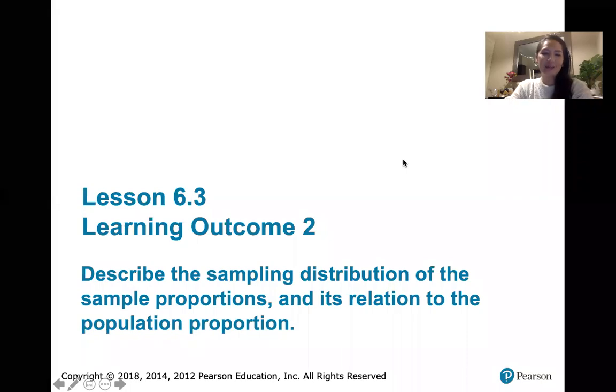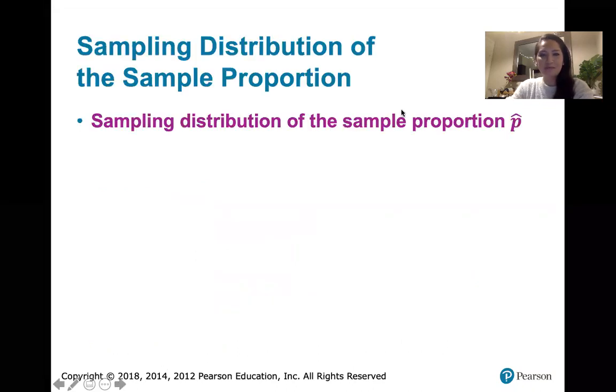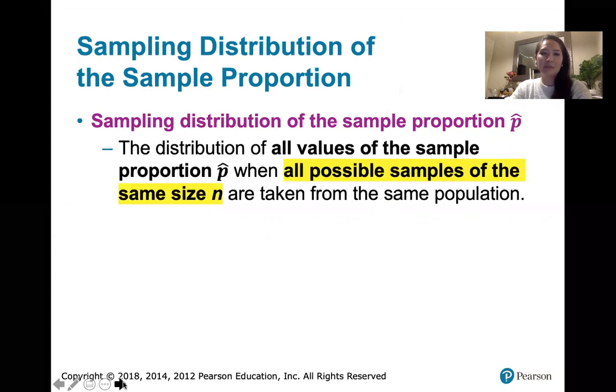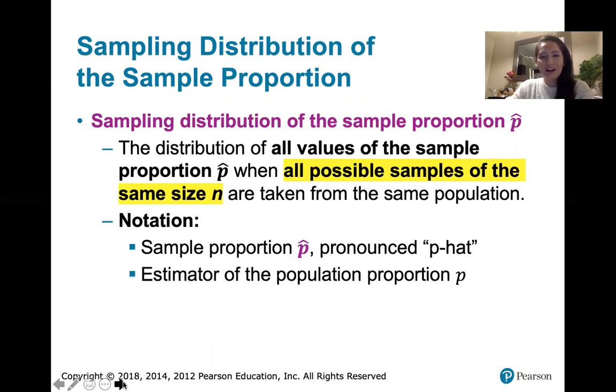In this video, we discuss learning outcome number 2 of lesson 6.3, which is all about the sampling distribution of sample proportions and its relation to the population proportion. Just as a reminder, the sampling distribution of the sample proportion p hat is the distribution of all values of that sample proportion p hat when all possible samples of the same size n are taken from the same population. Here's some notation. We use p hat for sample proportion, and this is an estimator of the population proportion, which is just denoted by p.